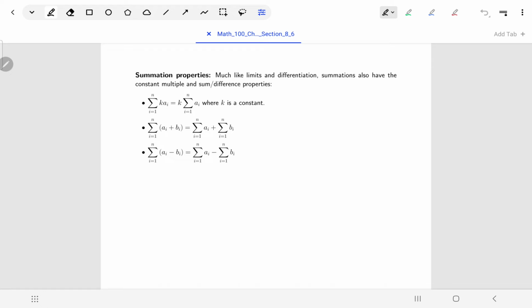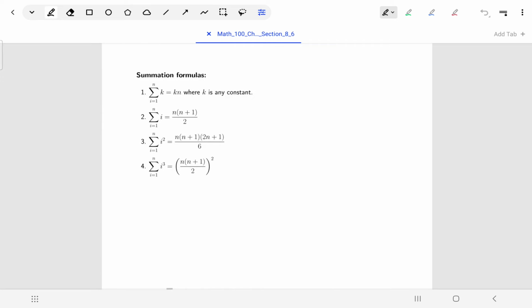In addition to these summation properties, we also have the following summation formulas for adding up constants, adding up i's and i squareds and i cubeds. So putting this together, because we can go term by term, because we have formulas for i squared, i cubed, and we can do any constant multiple of them, then basically any polynomial that's in terms of i we'll be able to sum as long as it's a polynomial of degree 3 or less.